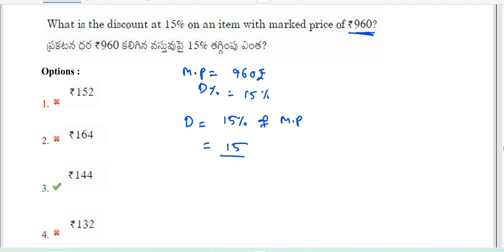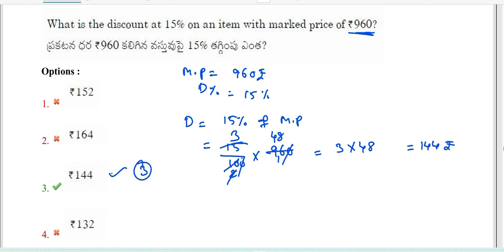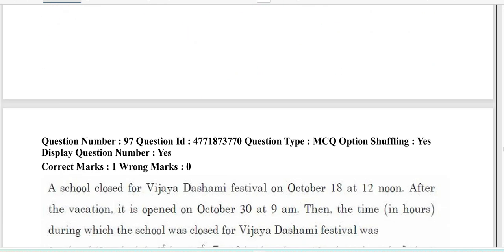So 15 percent means 15 by 100, into the market price, which is 960. Okay, so this 0 cancels. 5 threes are 15, 5 twos are 10, 2 ones are 2, 2 fours are 8, and 1 left, 2 eights are 16. So what is left is 3 into 48, and multiplying it, you get 144 rupees. So how much discount will we get? We will get 144 rupees. That is, the third option is the correct one. Okay. Now let us see this next question.